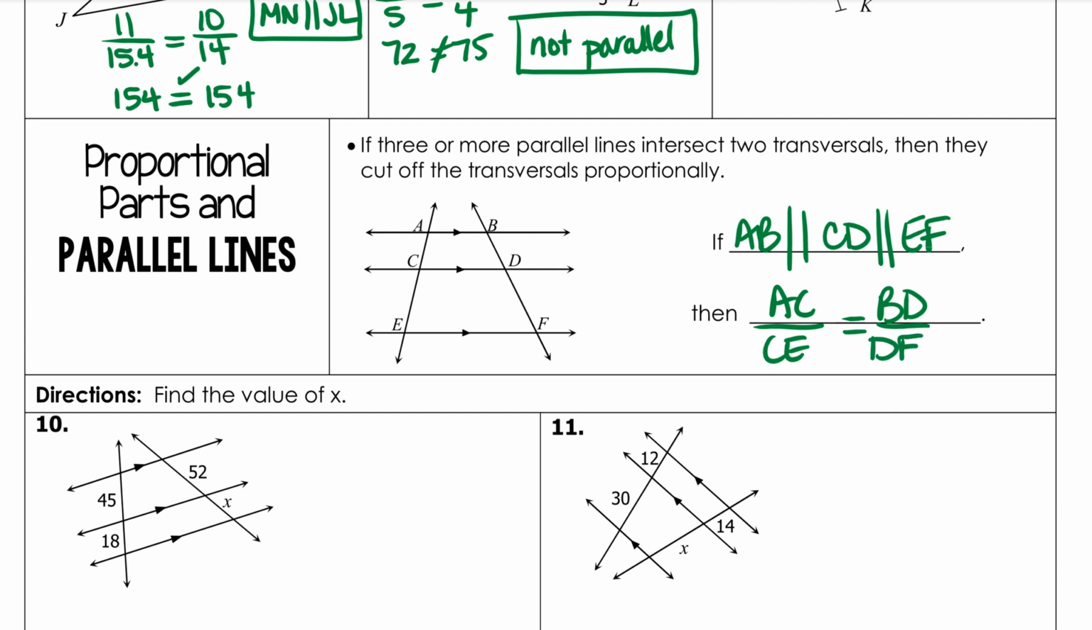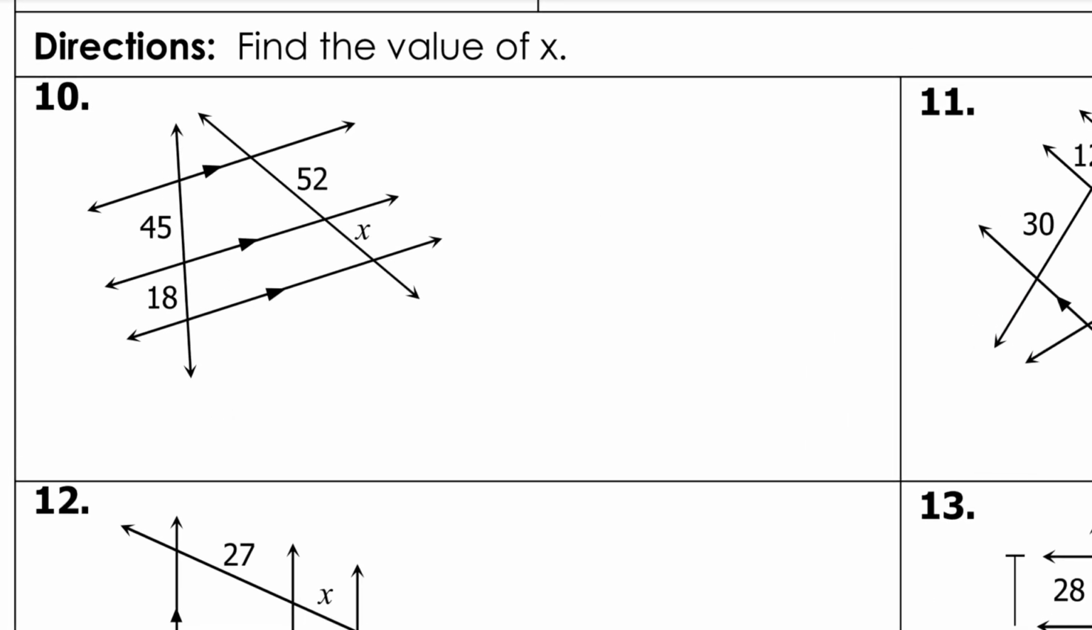Okay, so we don't have a triangle in this picture, but those parallel lines are cutting off the transversals proportionally. So we can set up a proportion and solve. Let's go to number 10. Because these lines are parallel, I'm going to set up my proportion. I'm going to say 45 over 18 is equal to 52 over x. Just be consistent as you're setting up your proportion.